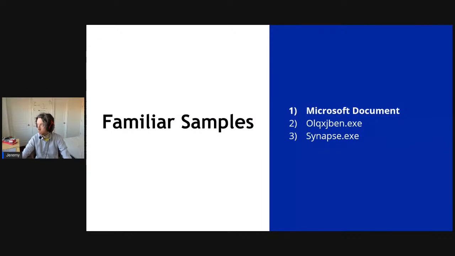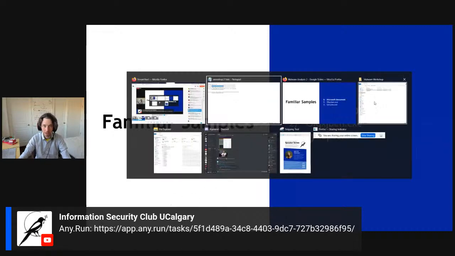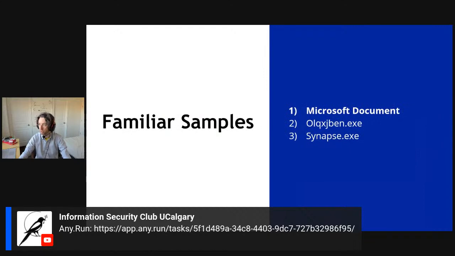This is the Microsoft Office document run in Any.Run. I'll call this sample 1. So that's the link and the hash. So I want you to go to that link right there. And I'm going to pull it up myself. And we can start seeing exactly what Any.Run does.